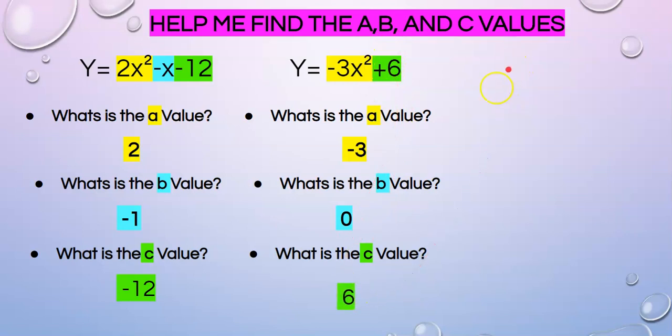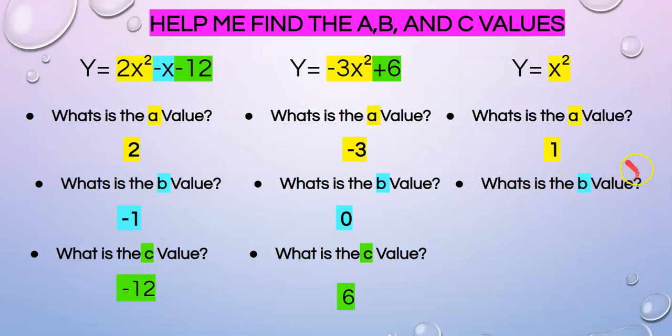All right, so now let's look at one more equation. In this equation, if you'll notice, it seems like I only have possibly an a value. So what would that a value be? Positive 1. Very good. Now, where is the b value? I don't have a b value, so therefore the b value would be 0. And the c value, I don't have a c value, so the c value would also be 0 as well.